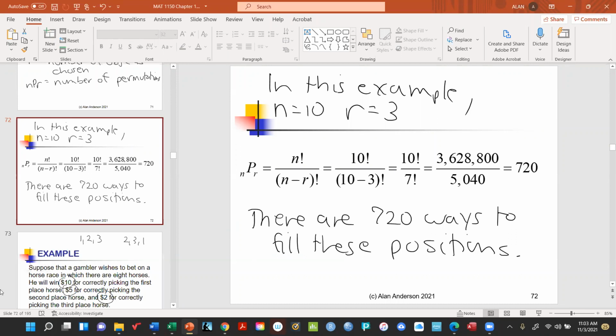Here's another example. What if we're looking at horse racing? With horse racing, typically the payoffs to the gamblers who are watching are based on which horse finishes first, second, and third. Apparently, that's all that matters. The rest is irrelevant. All that matters is who finishes first, second, and third.